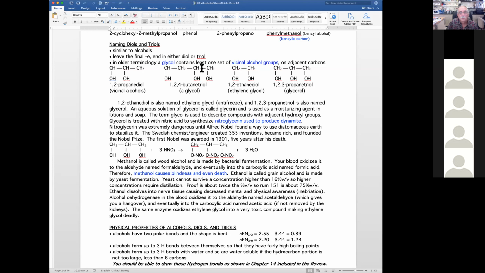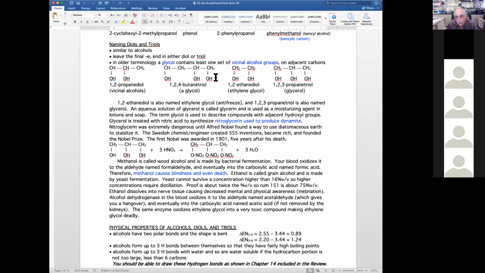Here's another one. Here's butane, and it's a triol. So you have to say where the alcohol groups are: 1, 2, and then finally 4. This is also called a glycol. A glycol is any molecule that has vicinal alcohol groups. So this is also a glycol.